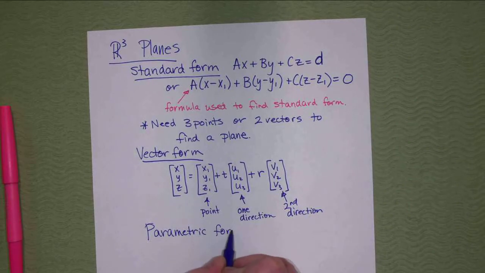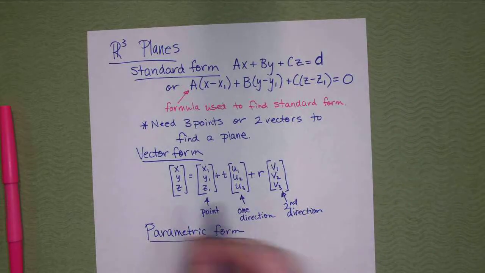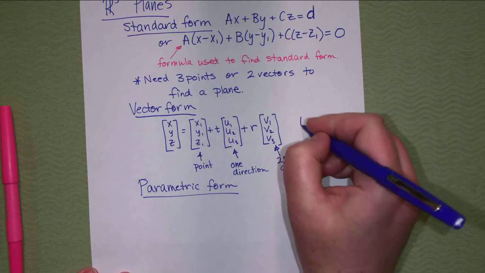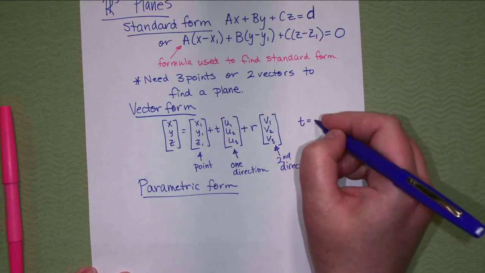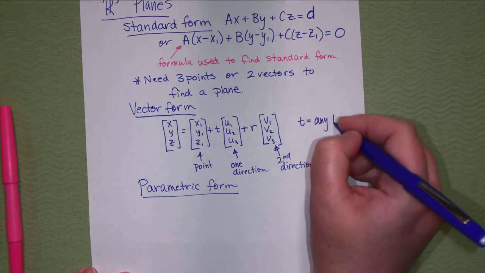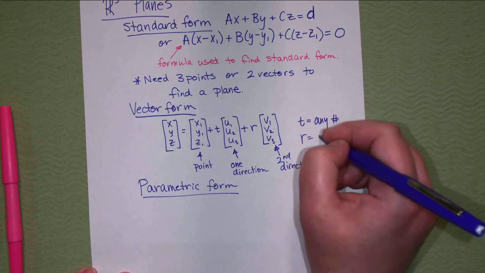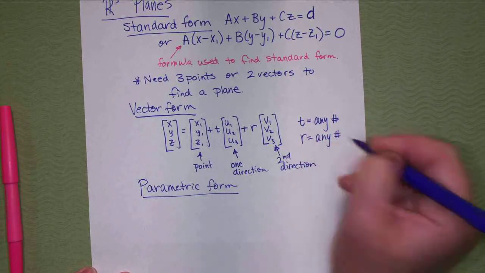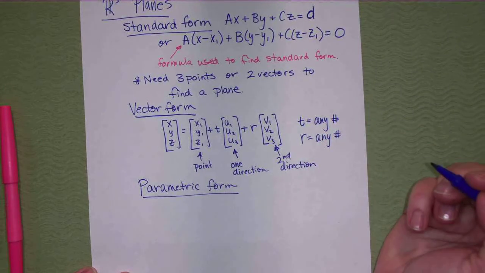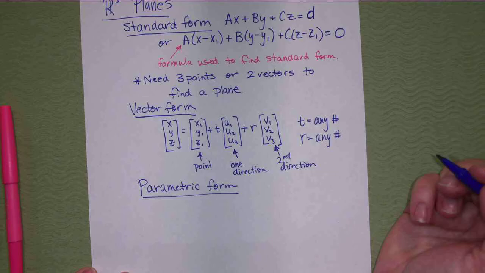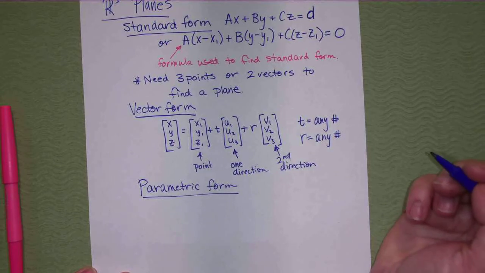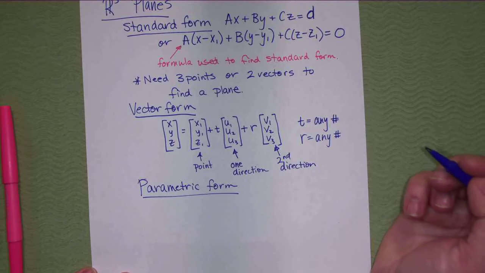And parametric form follows from this. So here we would have t is any number, and r is any number. They could be the same number if you wanted. You could plug in r and t both as 1 or both as 0, or you could plug them in different. R is 1 and t is 2. Right? One of them is 0, one of them not a 0.